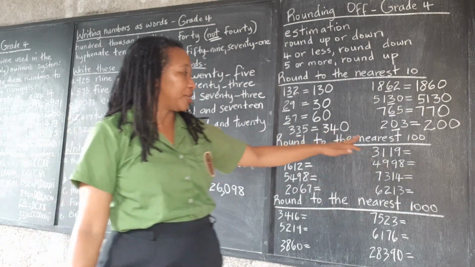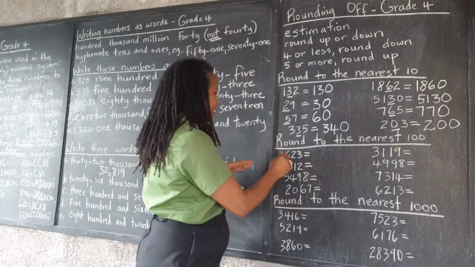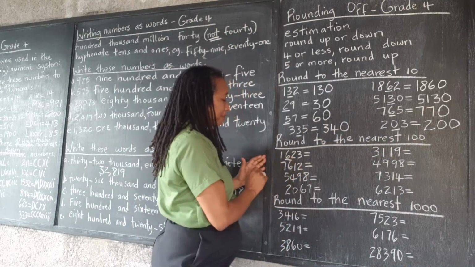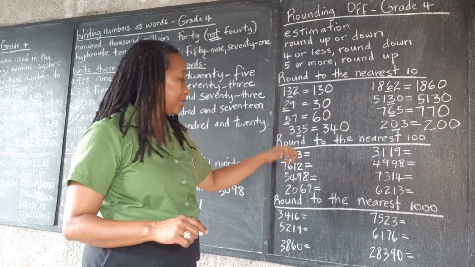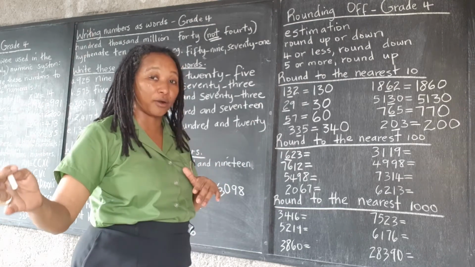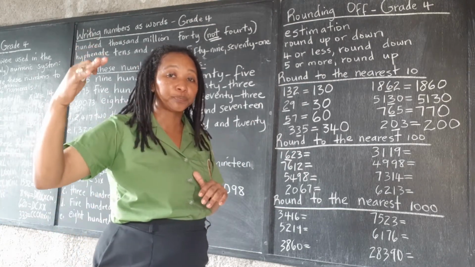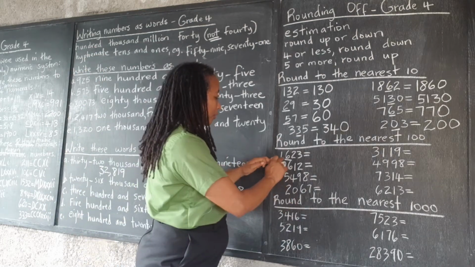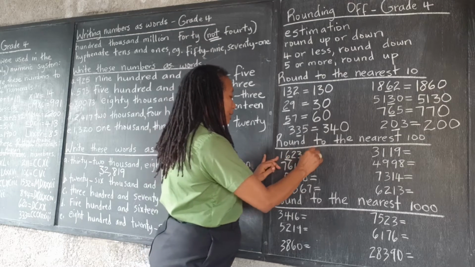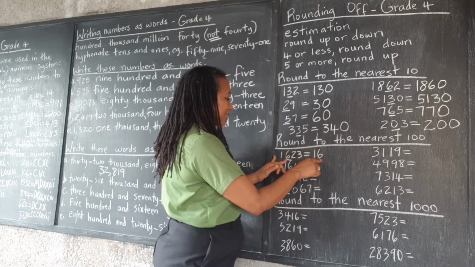Now we're rounding to the nearest 100. So we're going to underline the 100 place. Check to see if the one immediately to the right is 5 or more or less than 5. If it is 5 or more, we round up. If it is less than 5, we round down. We're not adding anything. So 2 is less than 5, so we're going to write back the 1 and the 6. We're not adding anything to the 6.